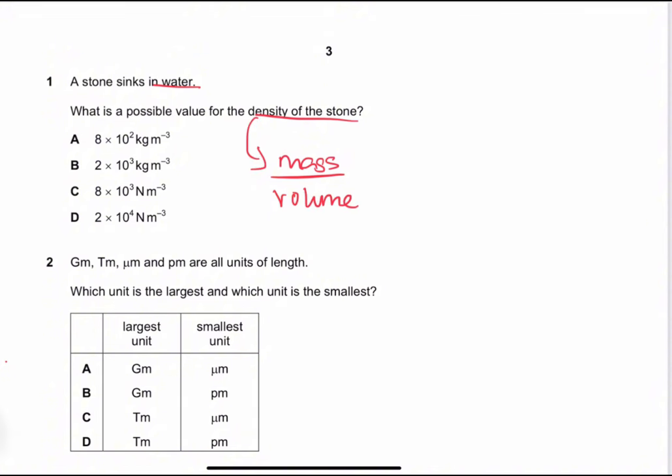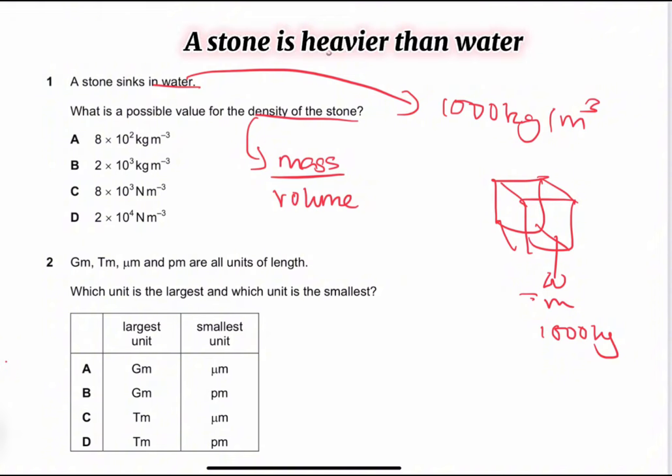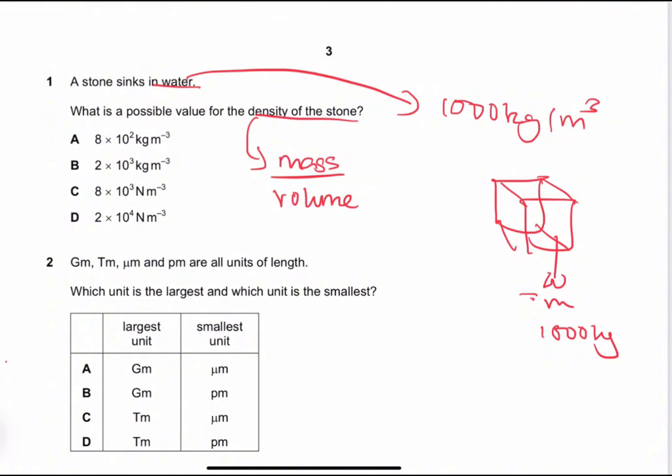So density is the mass per unit volume, and water has a density of 1,000 kilograms per cubic meter. What it means is if you have, let's say, 1 cubic meter that is full of water, it's supposed to weigh about 1,000 times 10 newtons, or just a mass of 1,000 kilograms. Basically, that is what water is. And we know that a stone has to be heavier than water. So it can't be A, because A times 10 to the power of 2 is actually smaller than 1,000 kilograms. So it can't be A.